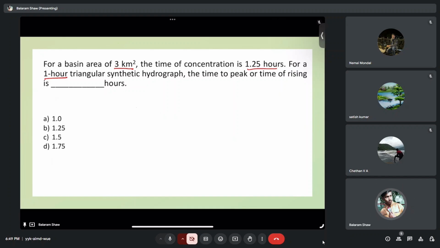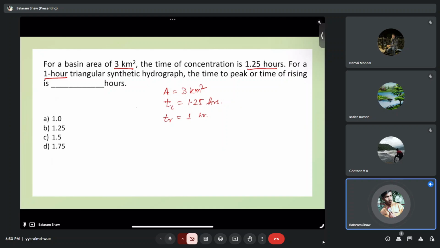Anyone? Anything you guys got? If not, I'll just do it. So what all is given? We have the area as 3 square kilometers, then the time of concentration TC as 1.25 hours, and then the effective rainfall duration, that is 1 hour, right?